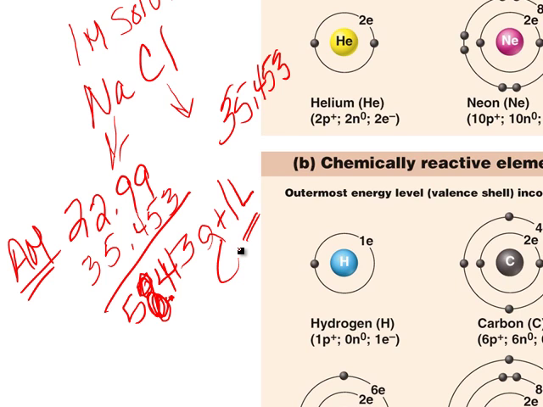Question? Can you say that again? What that 58.443 is, that's grams. Yep, plus 1 liter? Up to 1 liter of water. Up to.